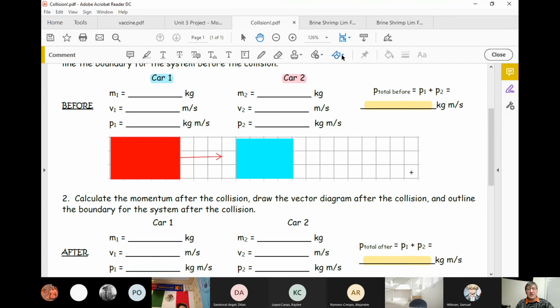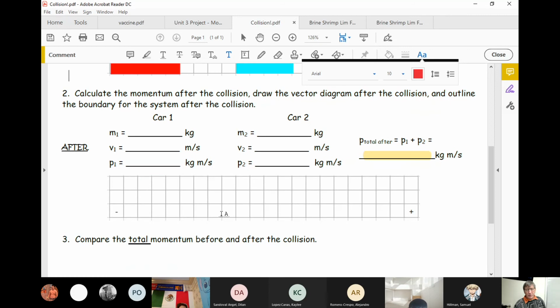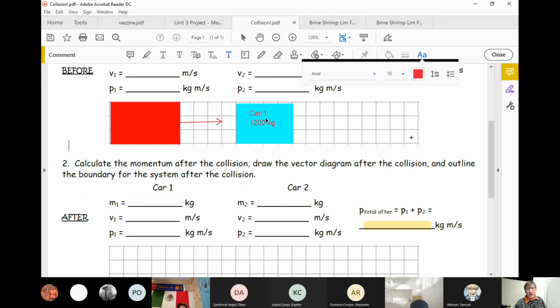A couple more things that I need to do to finish. Since I'm doing this one with you, we'll just finish this one up, and you can make sure you're on the right track. I'm going to type in here, just to make sure I know what I'm talking about, car 1, and I'm going to type in that it was 1200 kg. You should do the same thing down here. I'm not going to do this one for you at all, but the same things I'm doing up here, you should do now, and then do them down here.